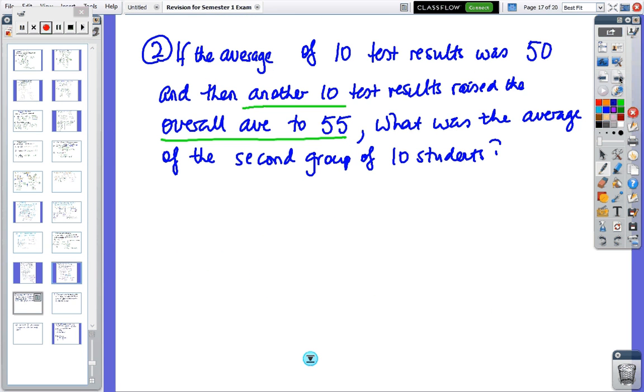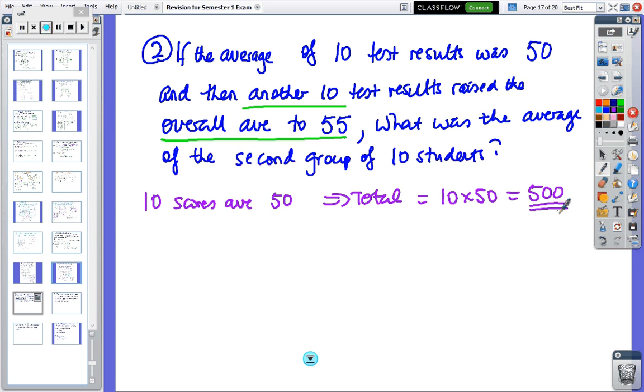Okay, so this one's a word question with statistics. So here you go. We've only got 3 or 4 more slides to go and we're done. Okay, so we've got 10 scores averaging 50. So that means that the total of those scores equals 10 times 50 equals 500. So we don't know what each person got, but we know they add up to 500.